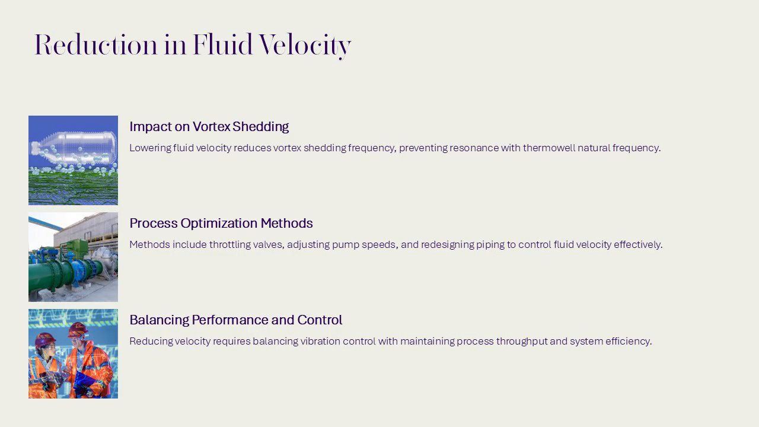Reducing fluid velocity is another practical approach to mitigating thermowell vibration issues. Vortex shedding frequency is directly proportional to fluid flow velocity, therefore, lowering the velocity can prevent lock-on between vortex shedding and the thermowell's natural frequency. This adjustment may involve process optimization, such as throttling valves, modifying pump speeds, or redesigning piping layouts.